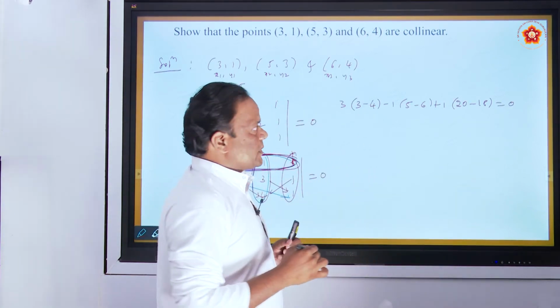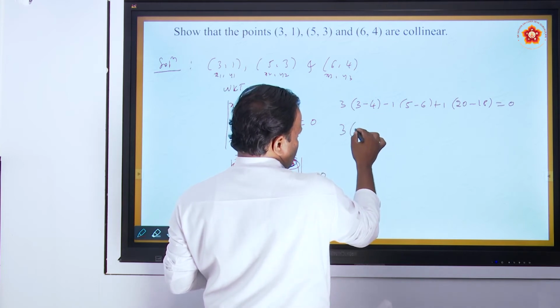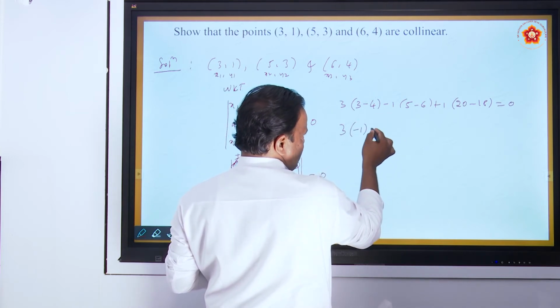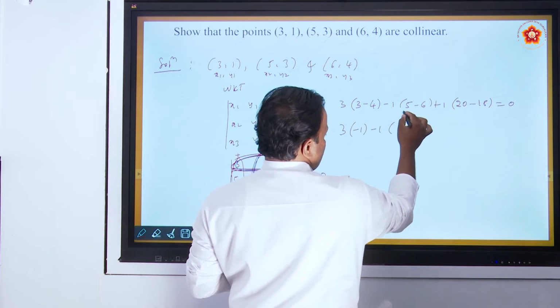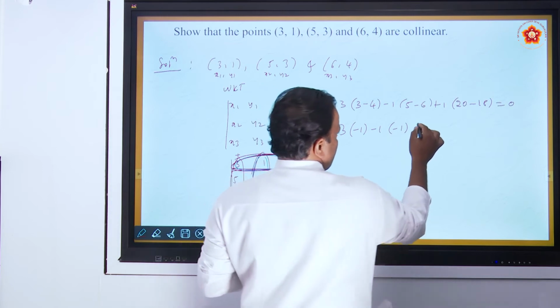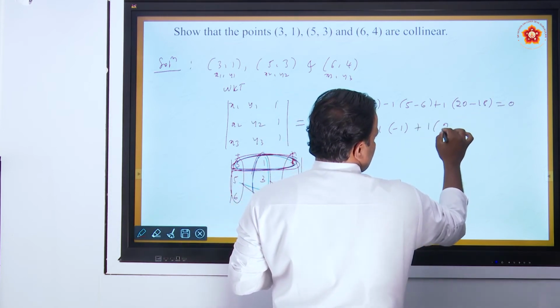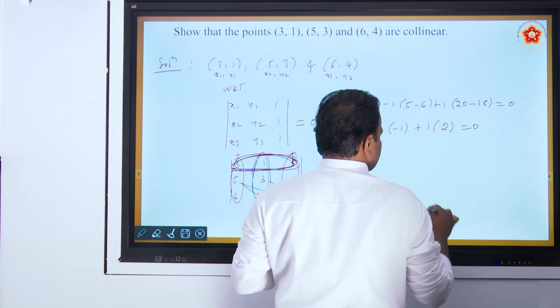LHS is 0. Now simplification. 3 as it is. 3 minus 4 is nothing but minus 1. Minus 1 as it is. 5 minus 6 is nothing but minus 1. Once again plus 1 as it is. 20 minus 18 is nothing but how much? 2. Equal to 0, correct?